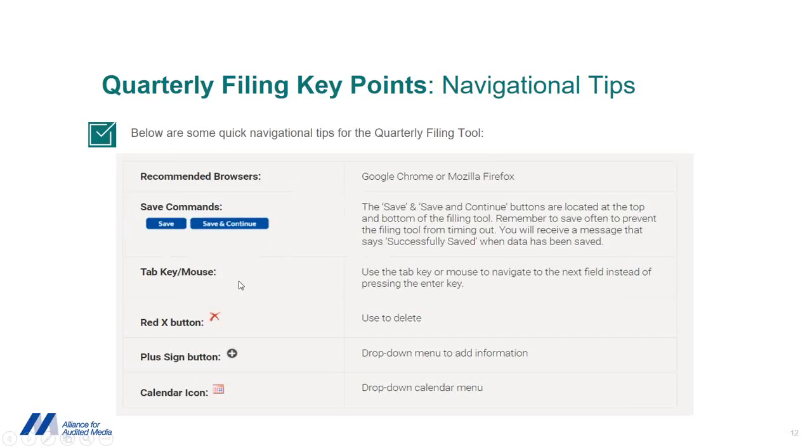Also, you can use your tab key to tab over to various fields throughout the filing tool. If you ever see this red X, this is a delete function. The plus is an addition function. It usually means that you can add a field into a particular area. Also, this red box is a calendar icon. It's a drop-down menu for a calendar.